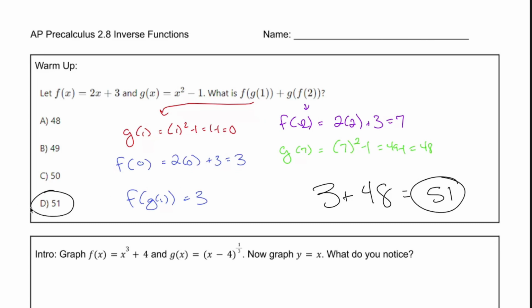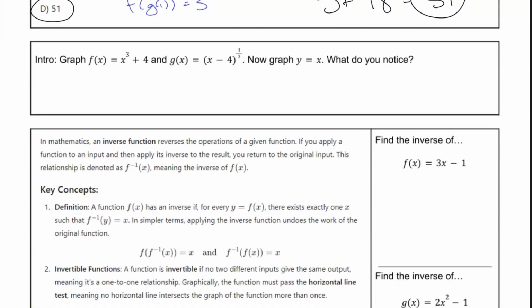My age. I'm not 51. Get out of here. If I was, though, I'd look great.